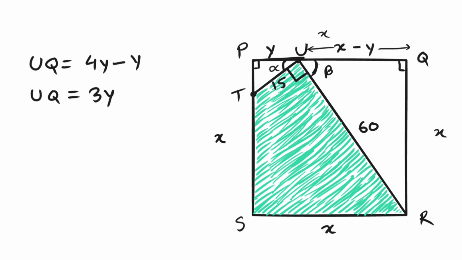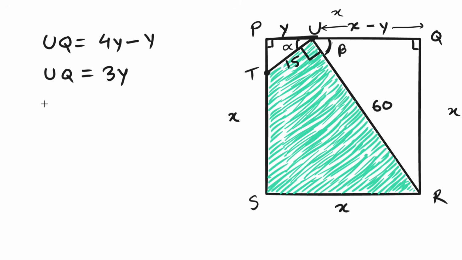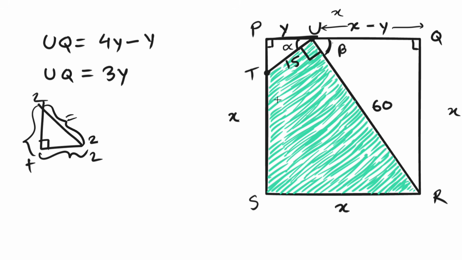And what is the hypotenuse? That is UR, which we are given as 60. This is exactly where the Pythagorean theorem comes in. Remember, for any right triangle, the square of one leg plus the square of the other leg equals the square of the hypotenuse.